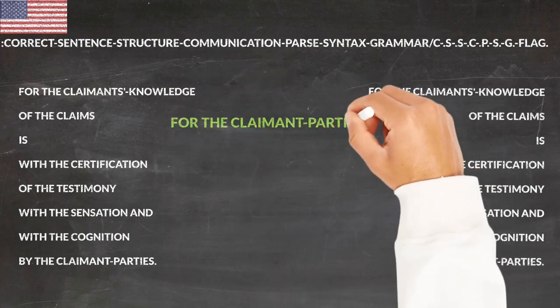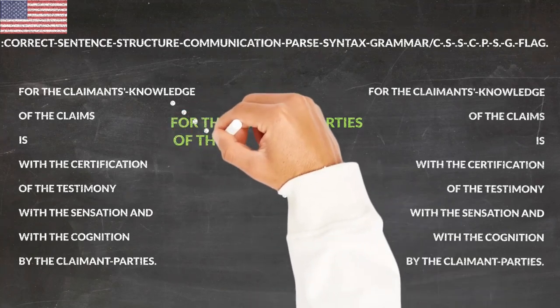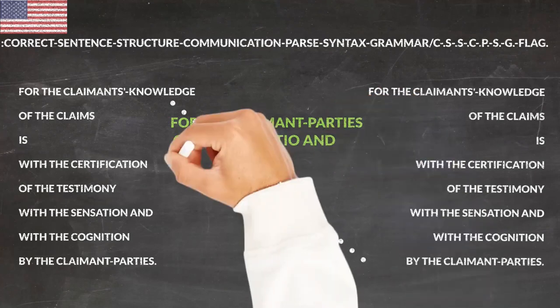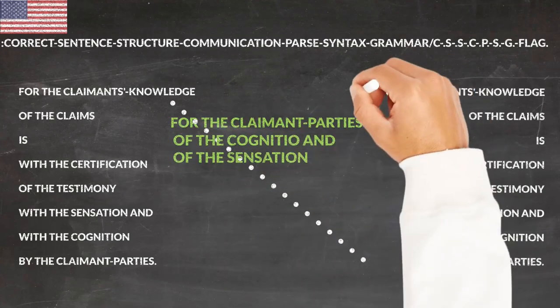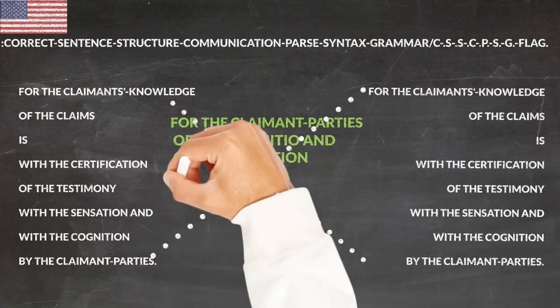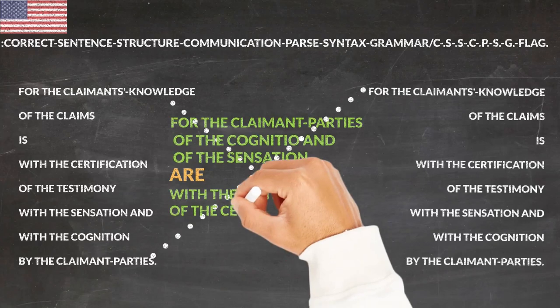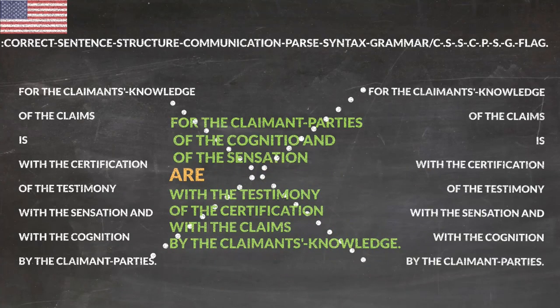Now this becomes the cause. And what is it concerned with? Of the sensation and cognition. Now we drop our verb in. And guess what? Going backwards, we have a plural cause, so now the verb becomes are. Are with the testimony of the certification, with the claims, by the claimant's knowledge. Period.